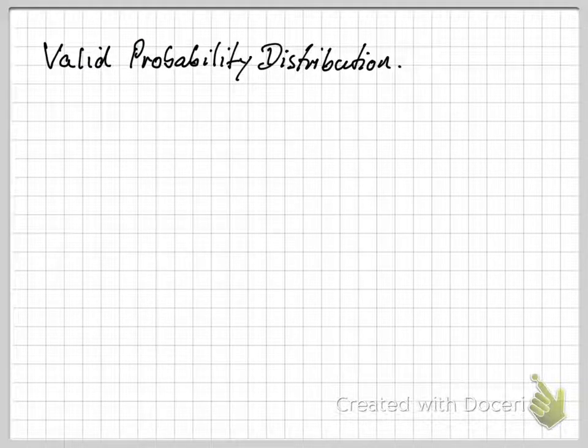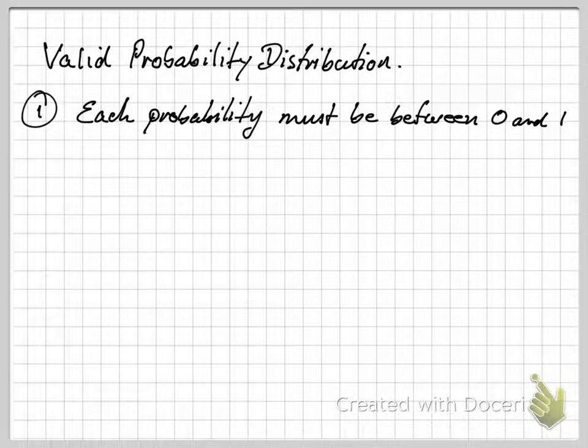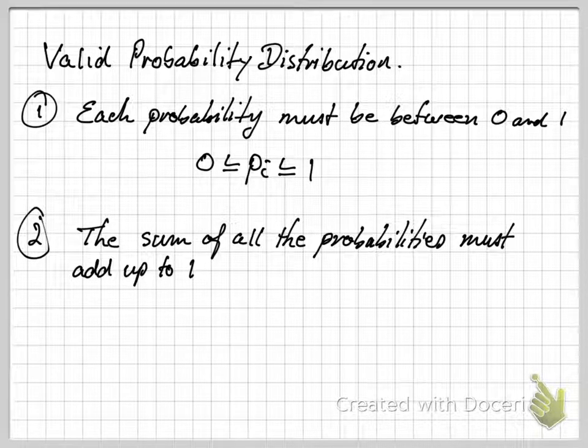Okay, now we're going to look at what makes a valid probability distribution. Each of the probabilities associated with each outcome has to be a valid probability, so it must be a number between 0 and 1. And secondly, all the probabilities need to add up to 1, because everything that's possible to happen must be accounted for in the probability distribution. So that is to say that the sum of all of the probabilities must equal 1.